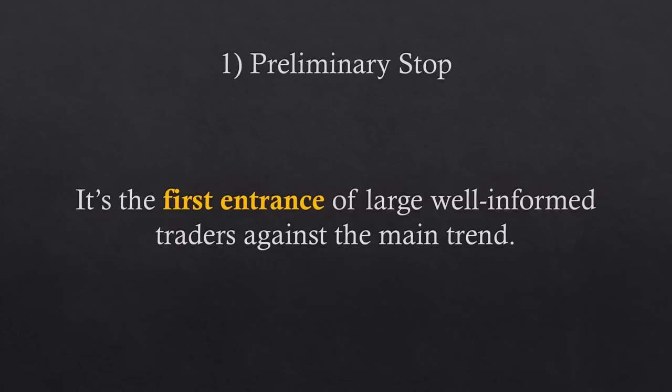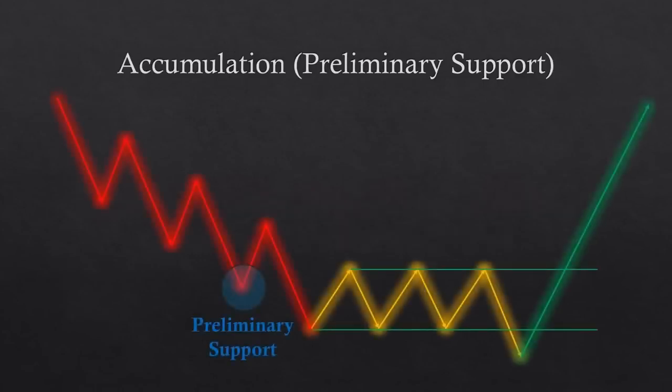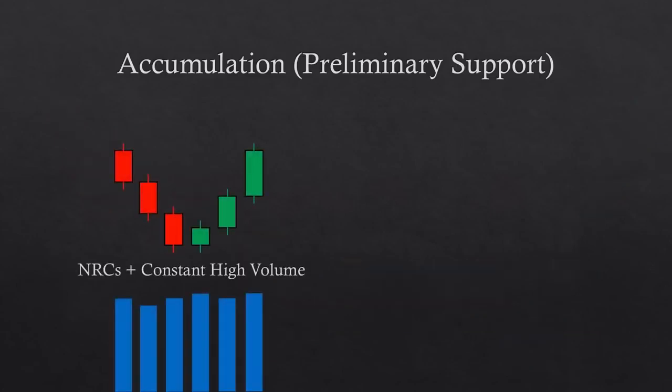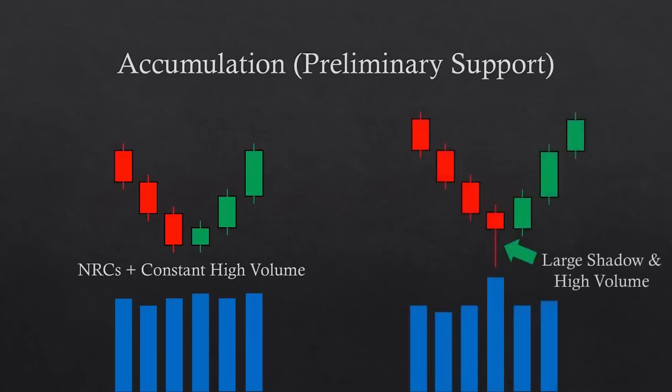Let's observe hypothetical examples of that both in accumulation and distribution processes, starting with the accumulation first. The preliminary support occurs when the downtrend is still in effect, so it's usually not the lowest point in the trend. It's just a first appearance of large, well-informed traders starting to absorb supply. As I said previously, the preliminary support will appear mainly in two forms, either as a set of narrow range candles with constant high volume across them, or as a candle with a prominent large shadow and high volume.